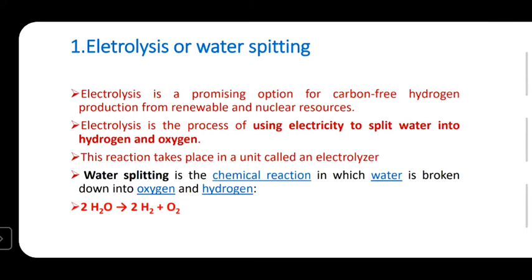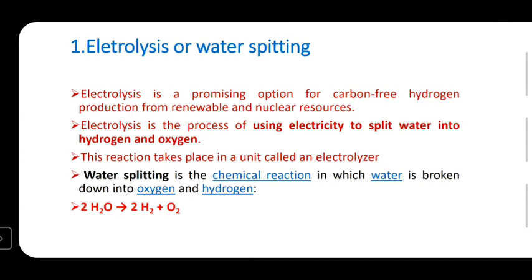Now, electrolysis or water splitting is one of the promising options for carbon-free hydrogen production. This is one of the renewable sources of energy. This is one of the renewable resources for producing hydrogen. This is a chemical process, that is the electrolysis process. What is the electrolysis process? It is the process of using electricity to split water into hydrogen and oxygen.